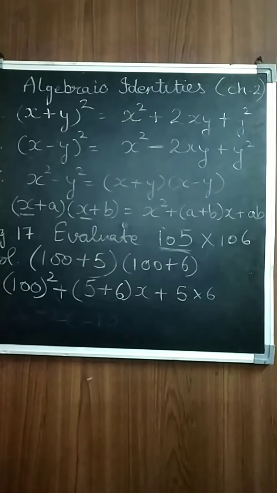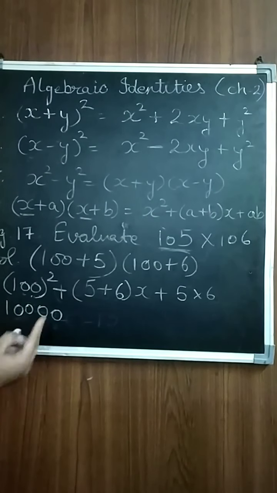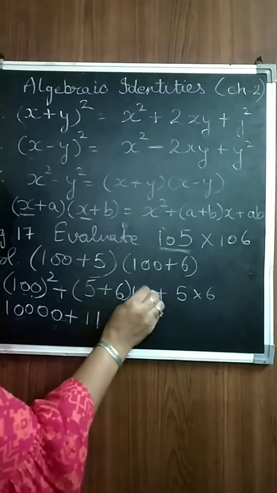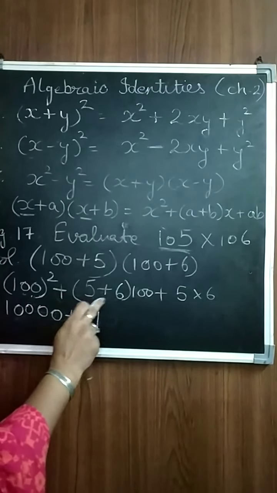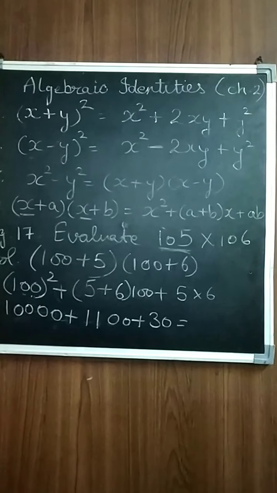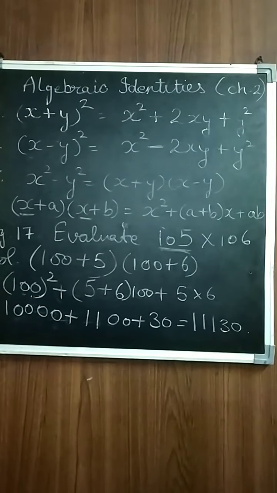So 100 square. Whenever we are multiplying two zeros into two zeros, or we are saying two tens into two tens, it is equal to four tens. So 100 square is 10000. Plus 5 plus 6, 11. Oh sorry, 100 is your x, so you will write 100. So 5 plus 6 is 11, 11 into 100 is 1100. Plus 5 6s are 30. So by adding these we will get our answer. Our answer we got is 11130. This is your answer.